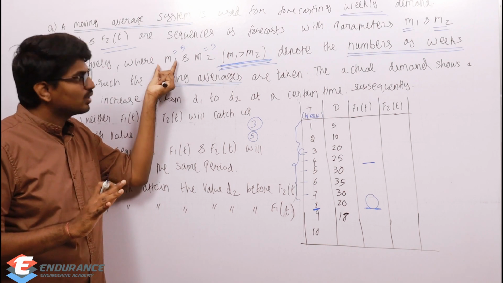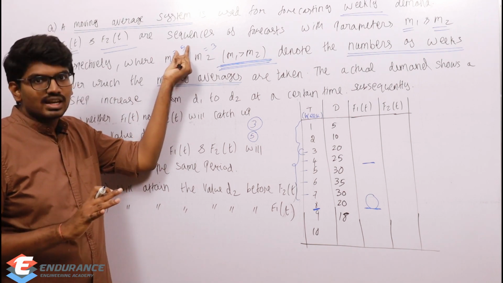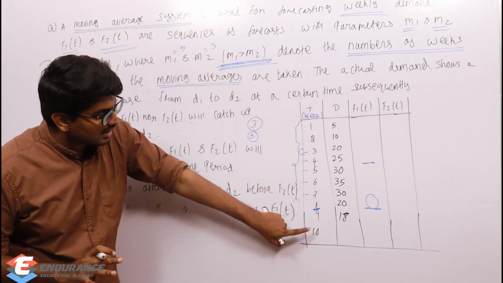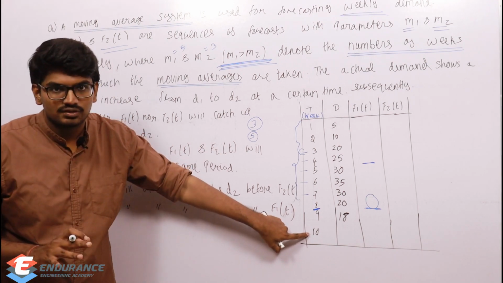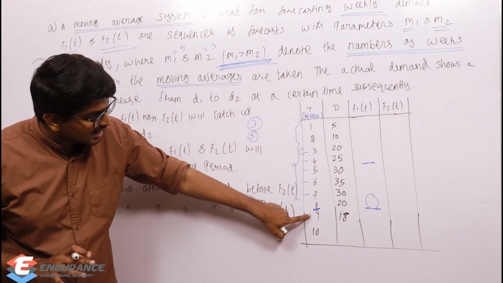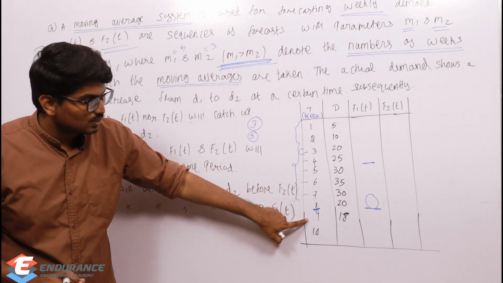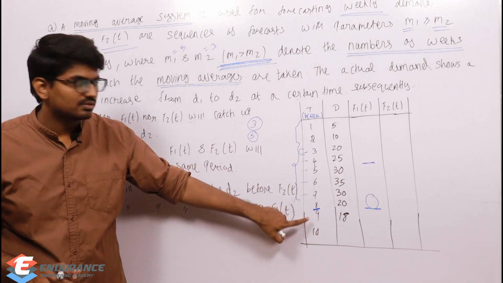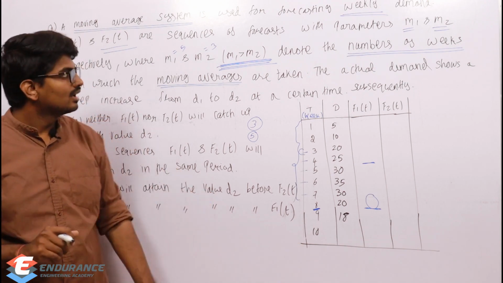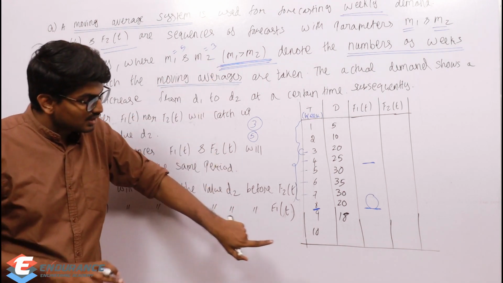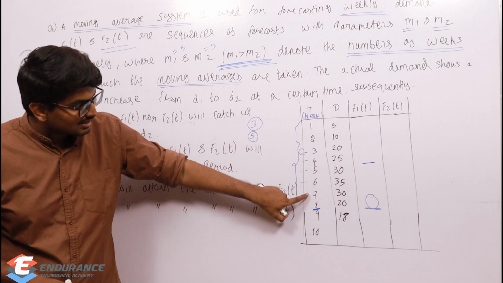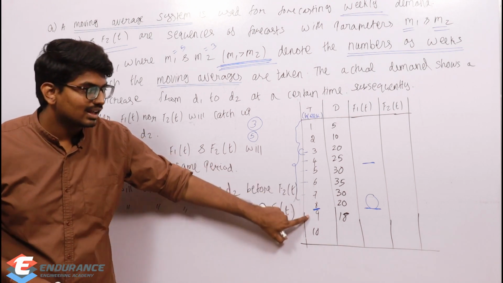So if I say M1 is 5, it indicates I need to consider 5 weeks. For example, I need to find the forecast of 10. Then take the latest 5 values: 5, 6, 7, 8, 9. I need to take the actual demand of the latest 5 values for finding the forecast of 10. And 3 indicates that if I want to find the forecast of 10, then take the latest 3 values only.